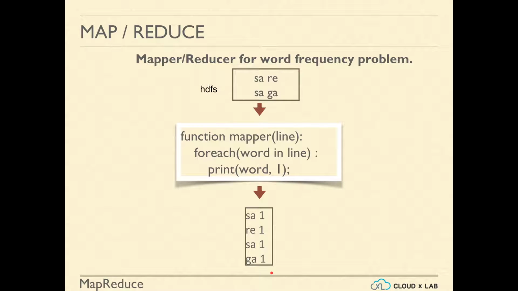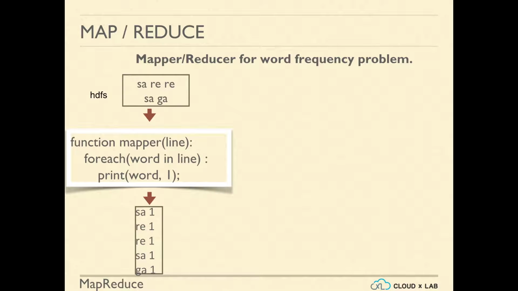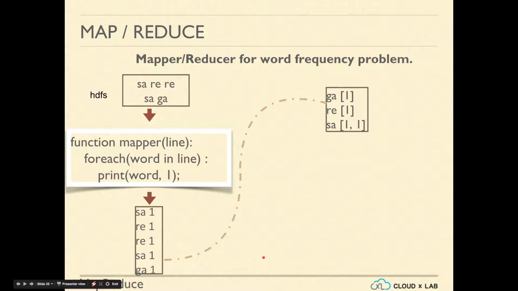The results of mappers is sorted by Hadoop MapReduce framework based on the key and then grouped. The dashed line in the diagram represents the work done by Hadoop framework. So we have three unique keys ga, re and sa having their values grouped.